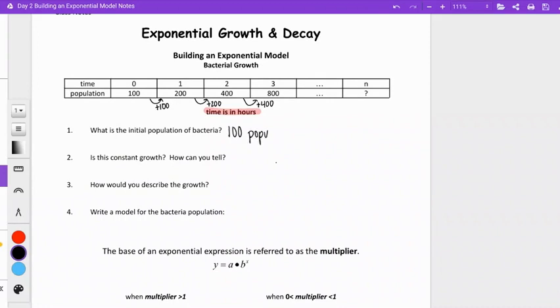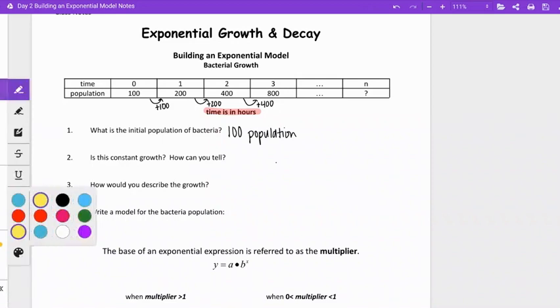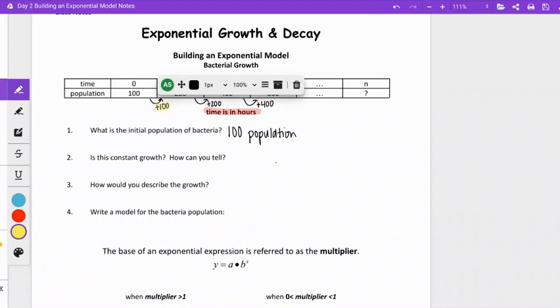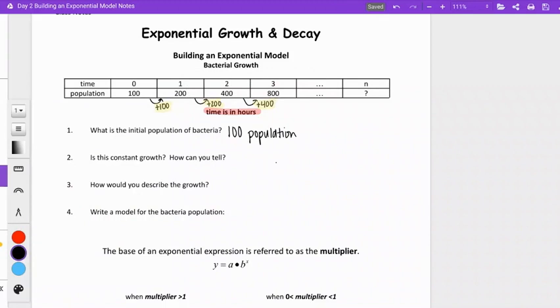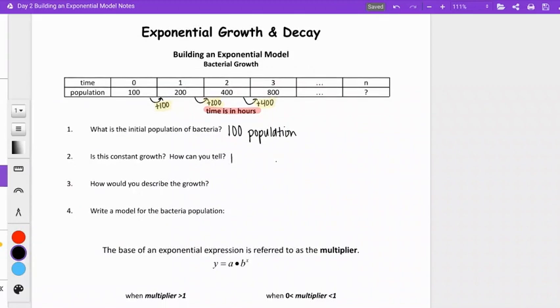And you can just say 100 population because we don't actually know what kind of bacteria this is. Is this a microorganism? Is this a microbiome? Is this just like dirt? Is it a fungus? Like, we don't actually know what this is. So we're just going to label it as 100 population. Now, is this constant growth? Well, the answer is going to be no. And the reason why the answer is going to be no is because each time it changes. 100, 200, 400. It does not actually constantly increase by the same amount.